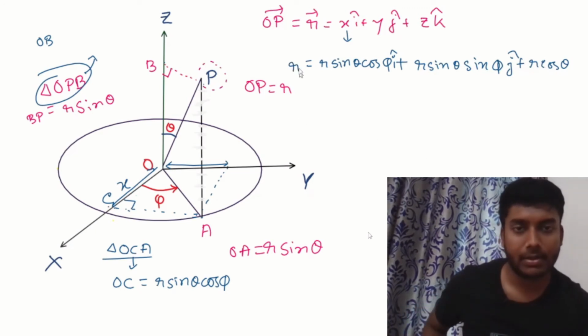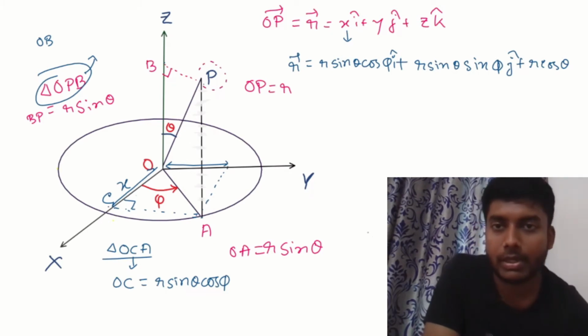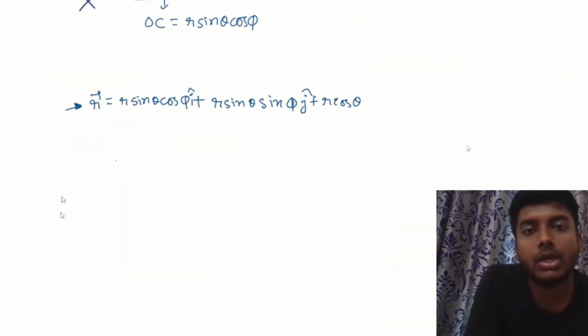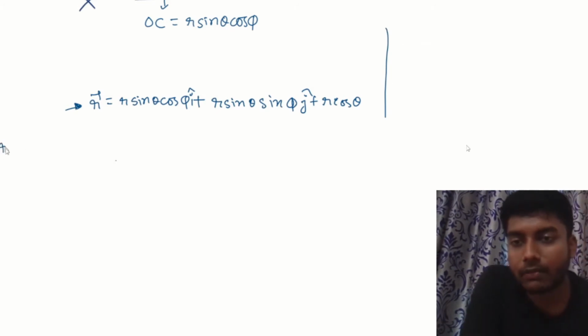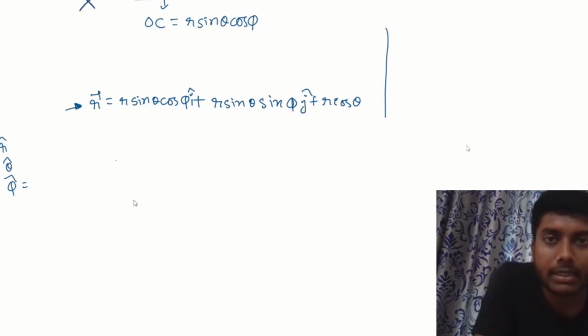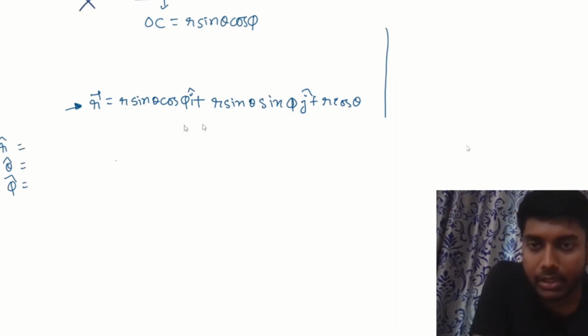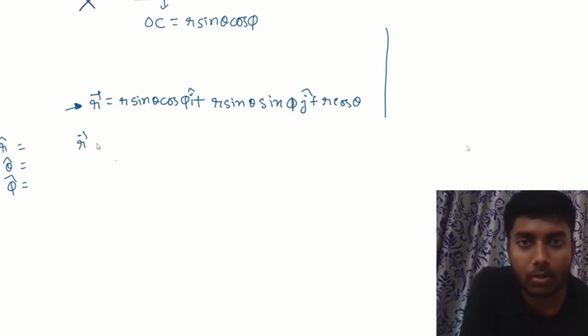This is the R vector. Now from this R vector, what can we do? Wait a minute. We want to find the R cap, theta cap and phi cap. Right? Now how can we do that? I am first writing the formula that R cap will be equal to del R vector over del R divided by the modulus of del R vector over del R. This will give us the R cap.